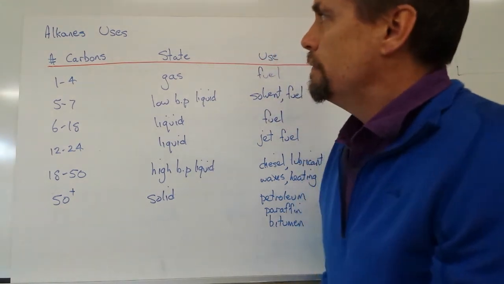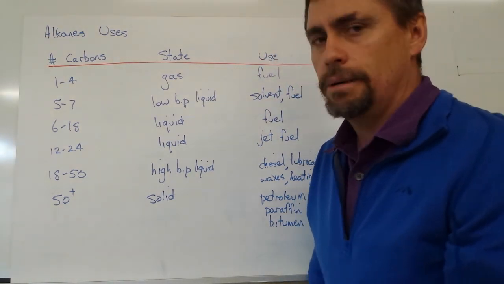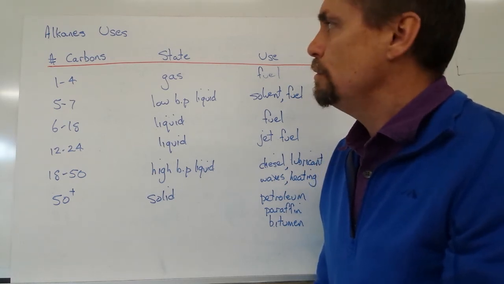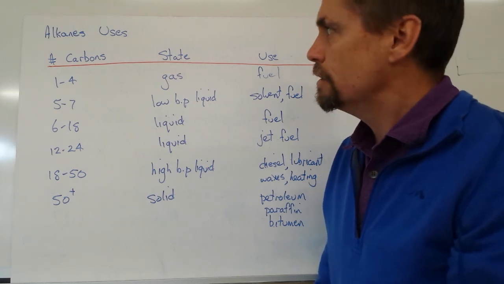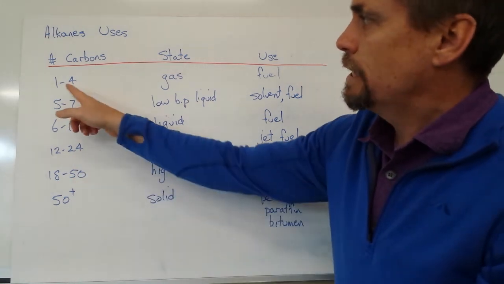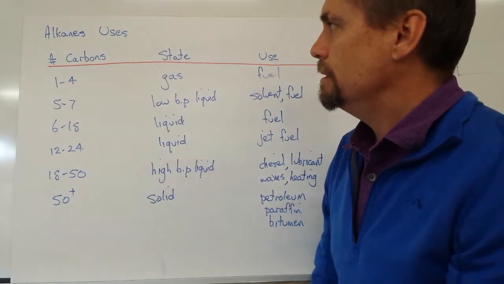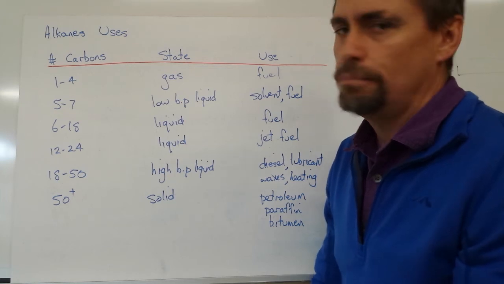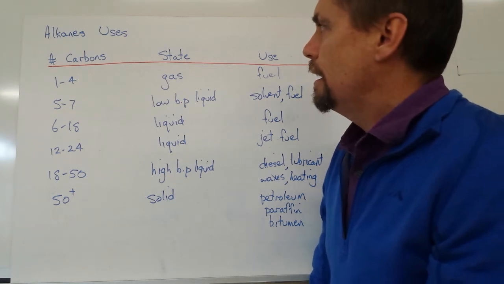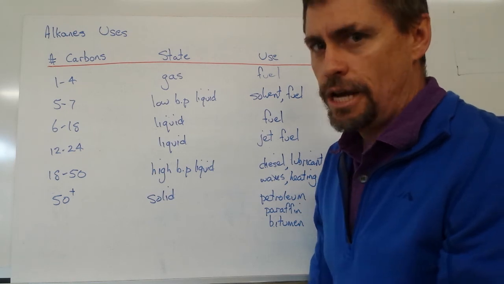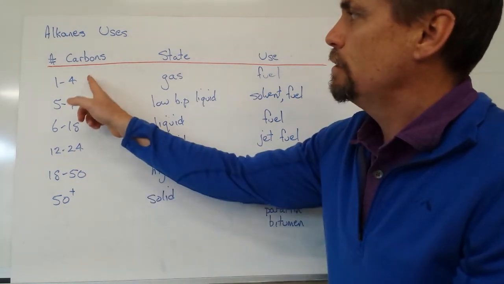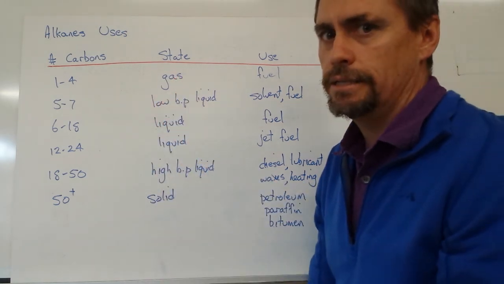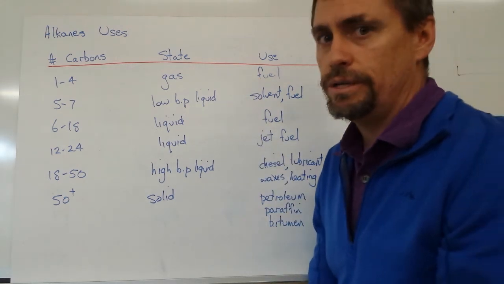So let's have a quick look at some of the uses. If our boiling point goes up and our melting point goes up, it means our physical properties change, and therefore the possible uses that we might have for our alkanes also changes. So if we look at carbon, if we've got between 1 and 4 carbons, the state is a gas. Between minus 161 and 0.5 degrees is our boiling point. So generally, those molecules exist as a gas.